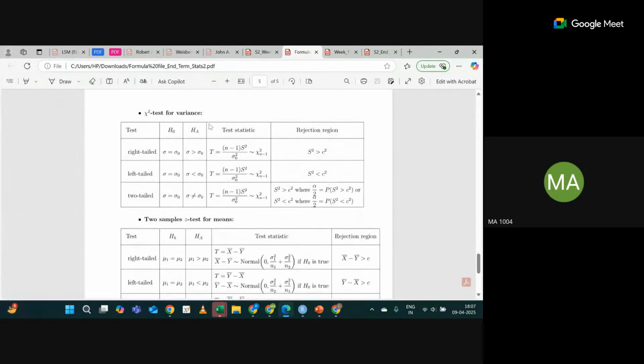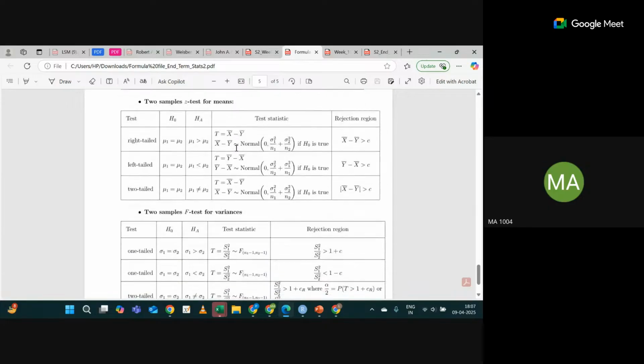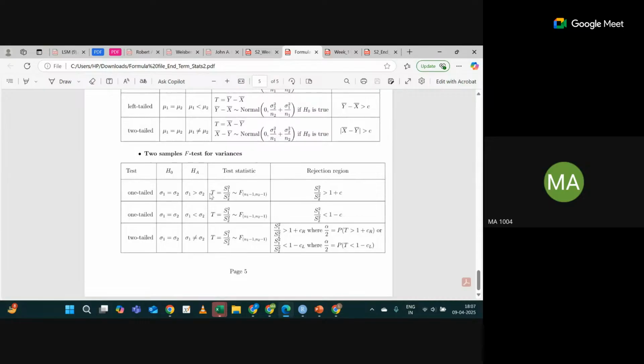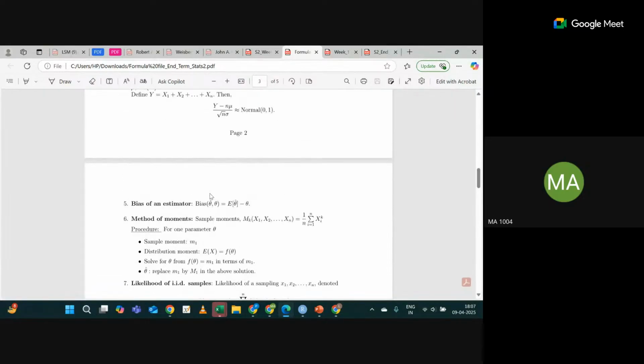Up to this point, it's all about a single sample. If you have two samples, then there is the two-sample Z test for mean and the two-sample F test for variances. All these things will be given to you along with your question paper. Okay, so let's start our session.